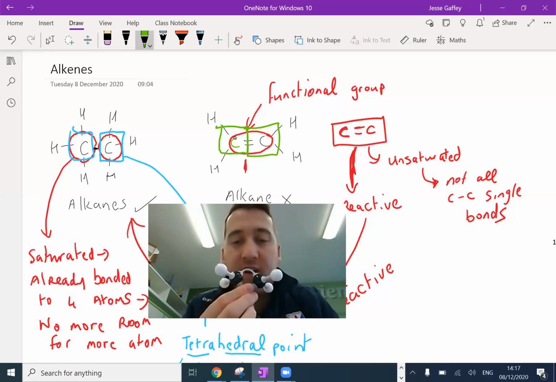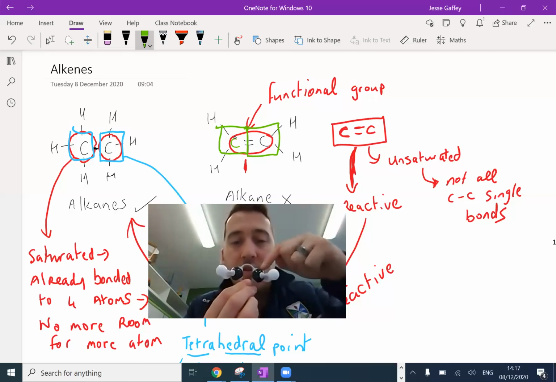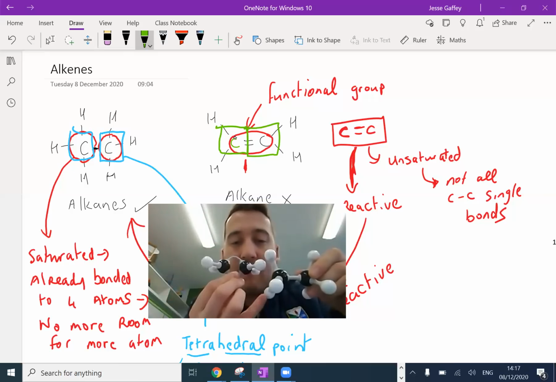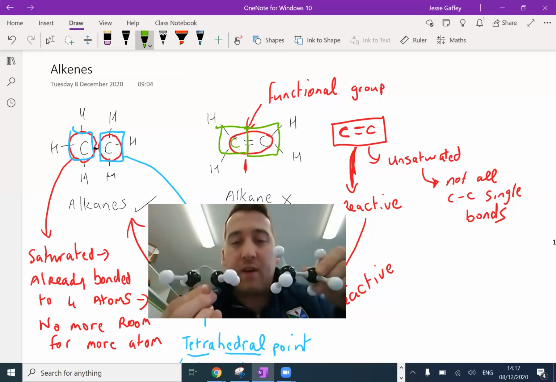Planar because it lies flat on one plane. If I hold it flat like this, there's nothing sticking up in other directions. I'll try and show the other one beside it. Okay, there's nothing sticking up. This one will never lie flat. This one would lie flat if I lay it on the table.